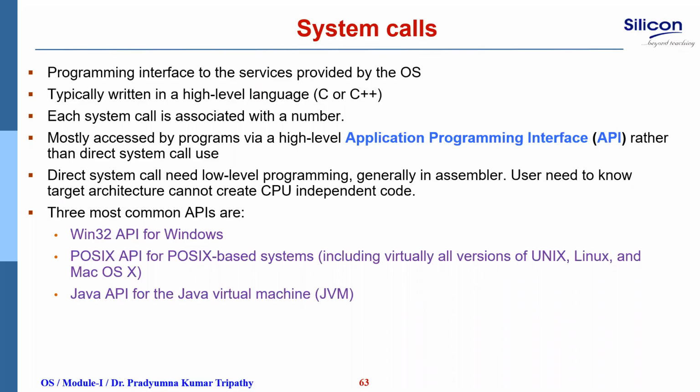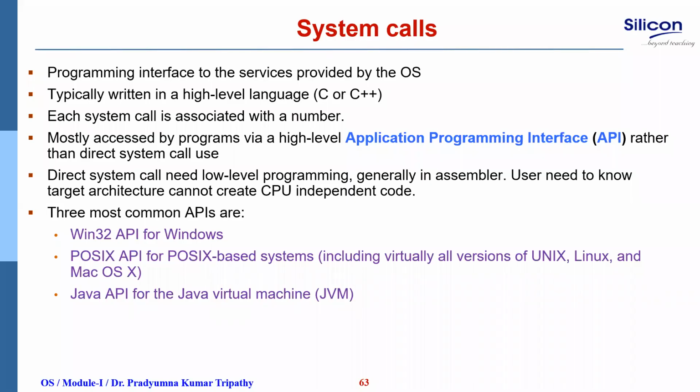Now it says mostly these system calls are accessed by programs via a high level application programming interface, or API, rather than direct system call use. Again, we have a hierarchy over here. Instead of directly calling the system call, we may use it through an application program interface. The program will use the system call so that it will get the service of the operating system. But usually it goes through a high level API, and there are two advantages.